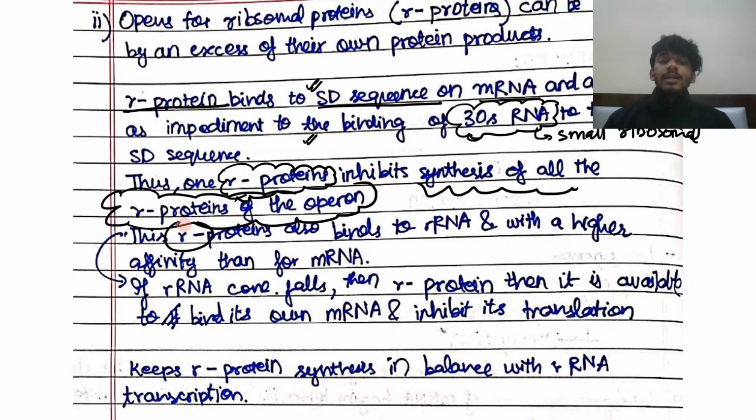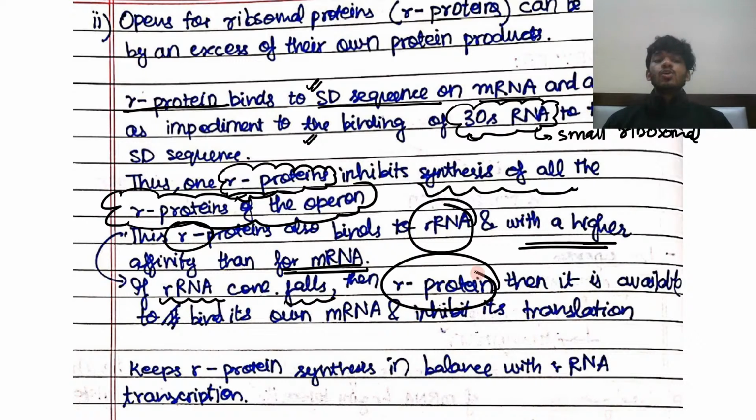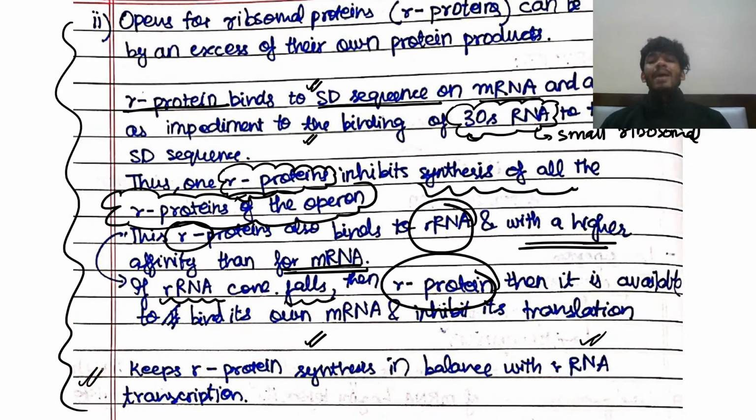This R protein will also bind to the ribosomal rRNA with a higher affinity than for mRNA. So if the rRNA concentration falls, then the R protein is also available to bind to its own mRNA and inhibits its translation, right? So that's what you have to write when you write about R proteins. Just remember how R proteins maintain a balance between R proteins and rRNA so that ribosomes can be formed efficiently.